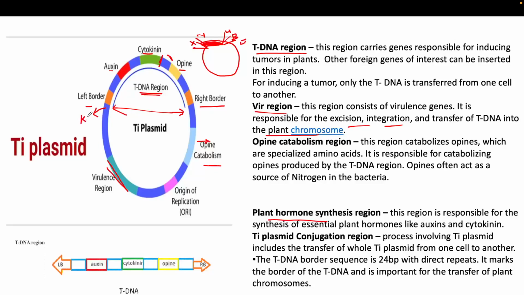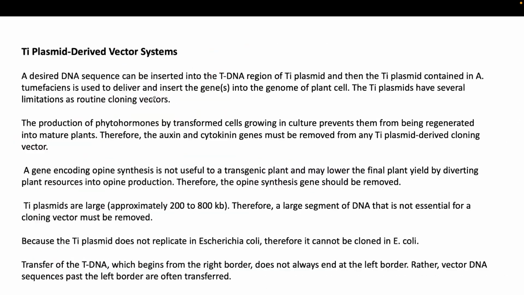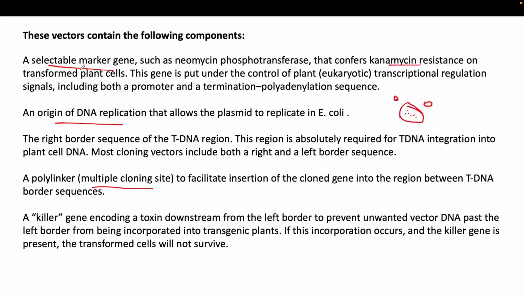Suppose your target gene is not integrated and some other gene from the plant is inserted here. Then this killer gene will get activated and the cell will not be allowed to survive on the kanamycin plate. The killer gene is optional, but the selectable marker is very essential when you are using this Ti plasmid as a vector system. Here are the selectable marker gene, one origin of replication, the right border sequence and one multiple cloning site.